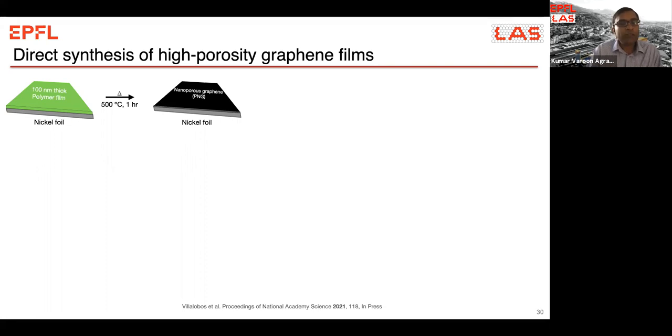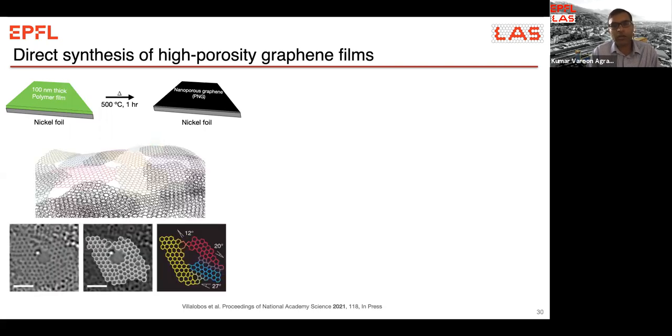So for this, we came up with an approach: why don't we use a nickel foil, which has a much higher adsorption capacity or solubility capacity for carbon? And this is known to synthesize multi-layer graphene by segregating the solubilized carbon when you cool it down, right? The trick that we did here is by essentially limiting the amount of carbon precisely on top of the nickel foil. So we coated about a 100 nanometer thick polymeric film onto the nickel foil, heated to 500 degrees C for 1 hour, and then we just waited to see what happens, right?